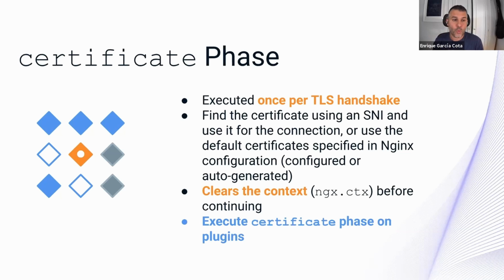As a result, one special thing that this phase does that no other phase does is that the context, which is a variable that lives for the whole duration of the request, gets cleared after this phase gets done. This means that if you create a plugin that sets something on the context on the certificate phase, it is not going to survive until the next phase. So you have to take that into account. Probably don't touch the context on the certificate phase.